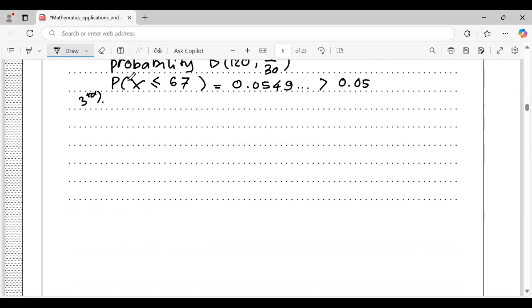So the decision, the third step, the decision is: if probability of X is greater than alpha, it means we fail to reject the null hypothesis.